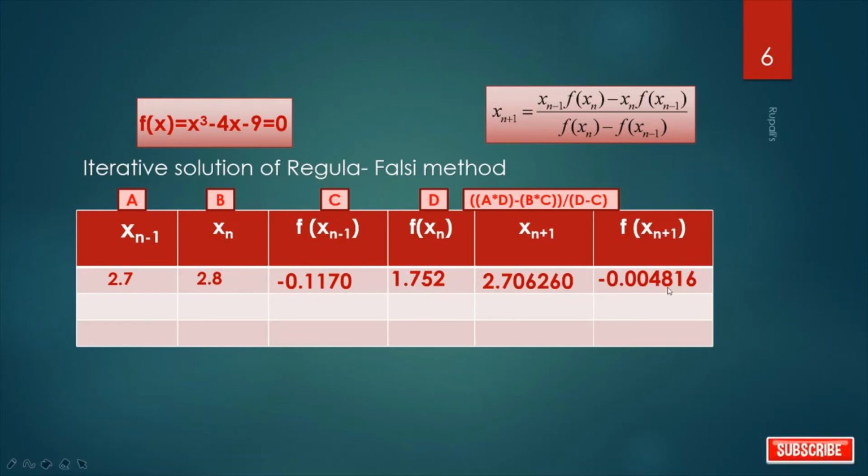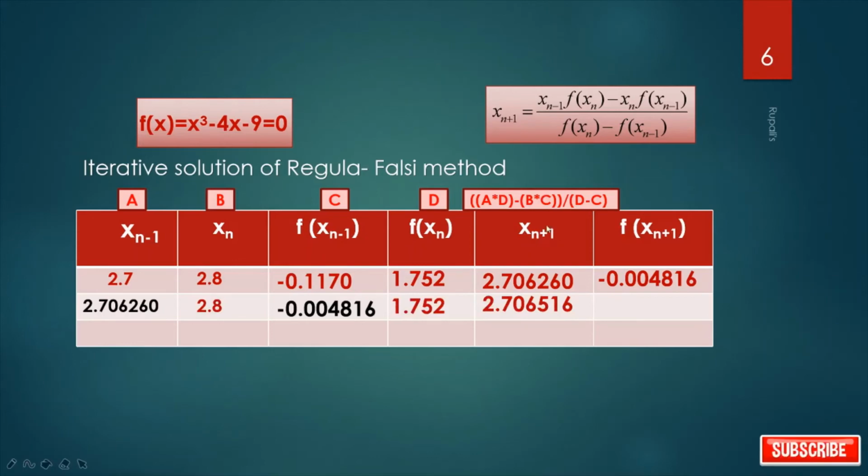And if the value is positive, then I have to change which value? This value. And if the value is negative, I have to change which value? This value. So what is the new value of xn minus 1? It is 2.706260. I stored this value to the variable a. What is f(xn minus 1)? This value. I stored this value to the variable c. Value for b and d are still same.